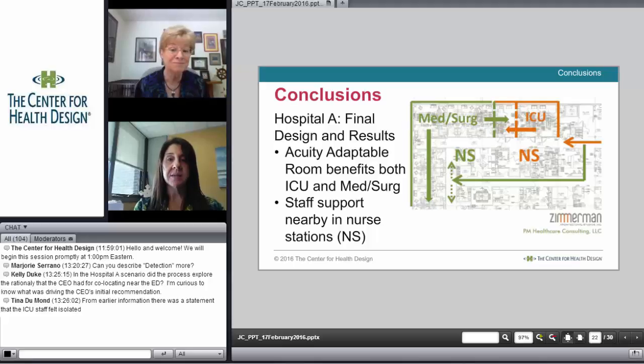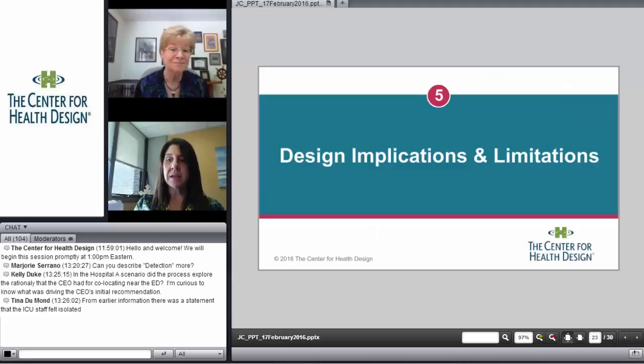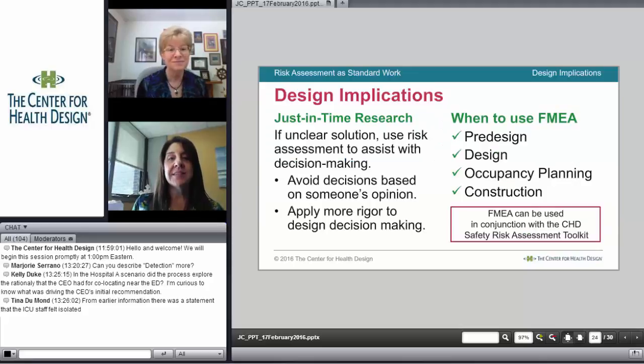Oh, that's great. So we don't have a similar slide for Hospital B. Okay, so I know what a lot of our participants are really interested in is, so now what? What does that mean for us as researchers or designers in the field? So just share a little bit about that.